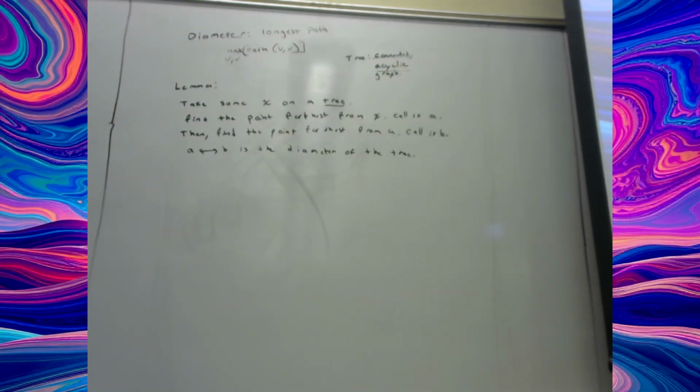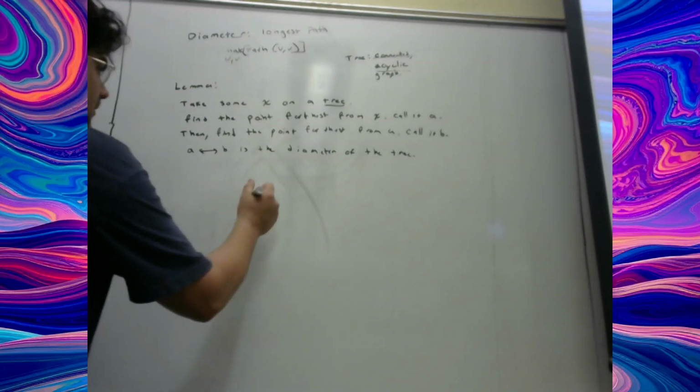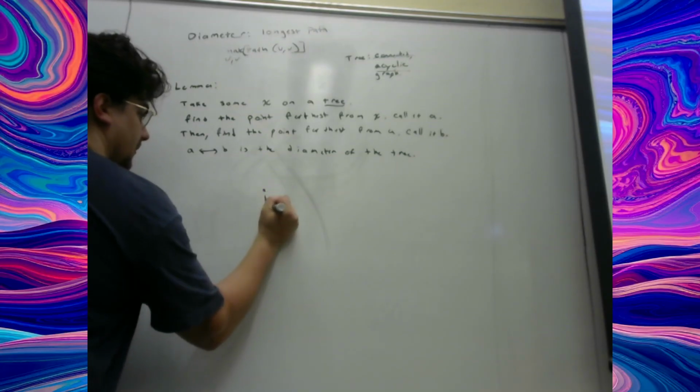Now, think about this intuitively. Let's say we have some point on the tree, and we're finding the point farthest away from it. We know that it must lie along the diameter because the diameter is by definition the longest path. So like, if I bring up the example again.